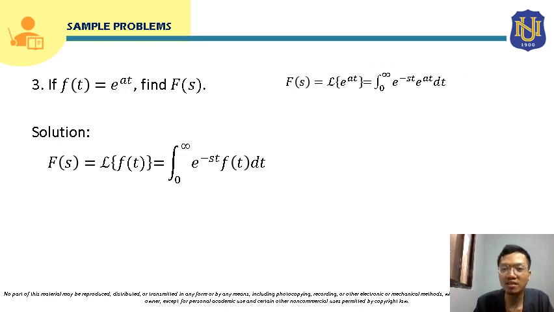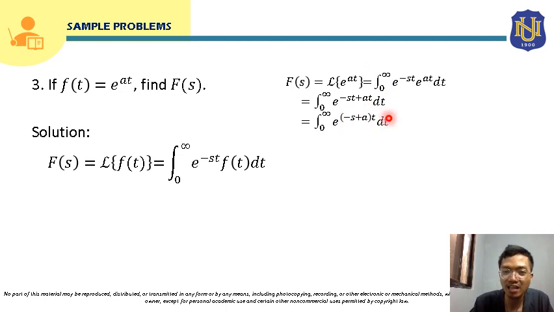Solving this, we can apply the law of exponents. Since we have the same base, e and e, we can just add their exponents and combine these two functions. So this will just be e raised to negative st plus at. From here, we can factor out our variable t, so this will become e raised to negative s plus a, times t.